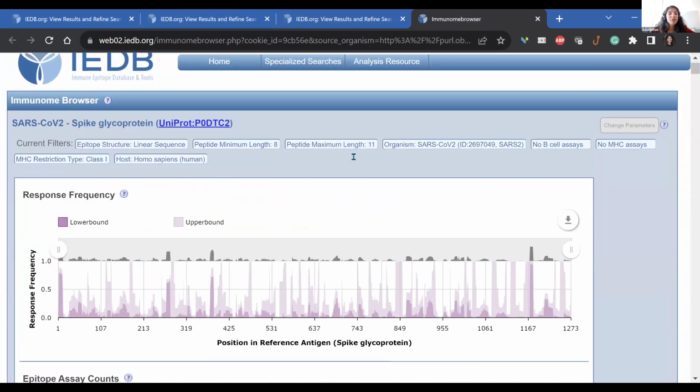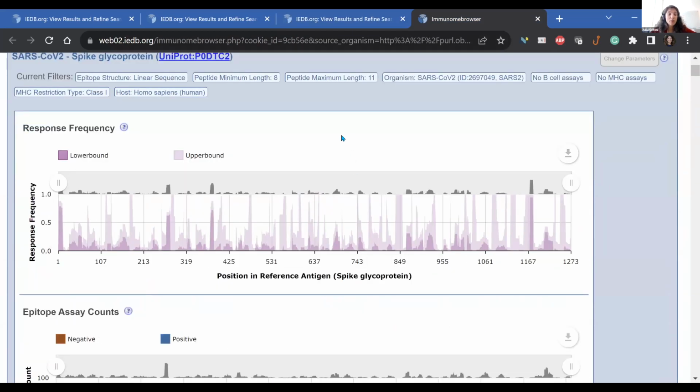ImmunomeBrowser is going to give you a general visualization of your epitopes as a function of the entire protein. The response frequency is essentially the number of positive versus the number of tested. And here, in order to also show you the amount of variability, IEDB is plotting the interval, the 95 percentile lower and upper bound. So essentially your RF score is somewhere in between this position.